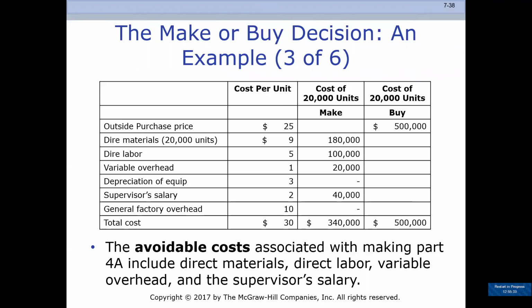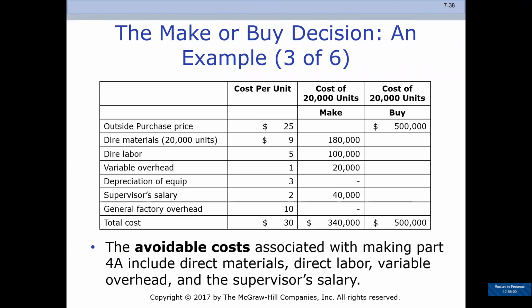But the supervisor is going to get 40,000 regardless of production. They will always be 40,000, regardless of the level of activity. Unless you discontinue that product line, then the supervisor gets nothing. If you buy the 20,000 units, the supervisor doesn't get anything there. The supervisor will be canned, dismissed, or transferred or something. But the outside purchase price, 20,000 units times 25, is $500,000.